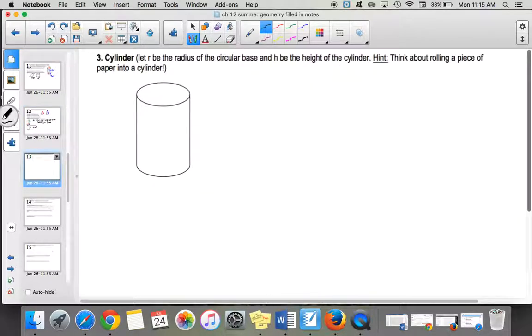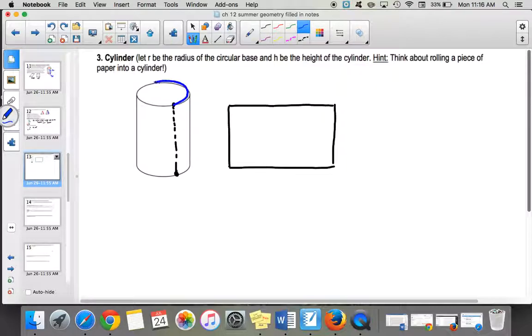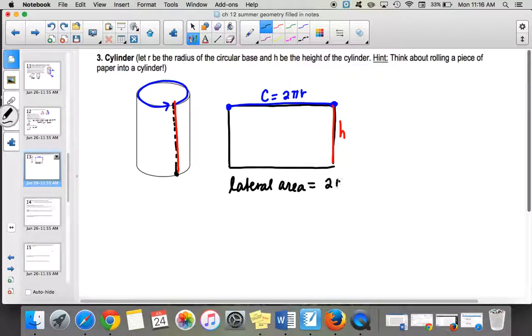All right, so cylinder. So I just showed you this with a piece of paper. So let's see if we remember. So imagine we cut this piece of paper down. When we unravel it, we have a rectangular piece of paper. This distance going around is called the circumference, which is equal to 2 times pi times r. And this distance up and down is the height. So this creates what we call the lateral area. So the lateral area is 2 pi r times h, circumference times height.